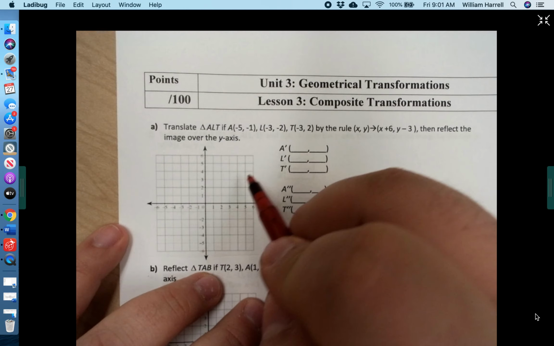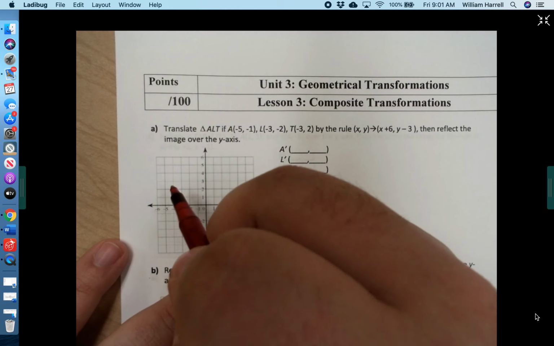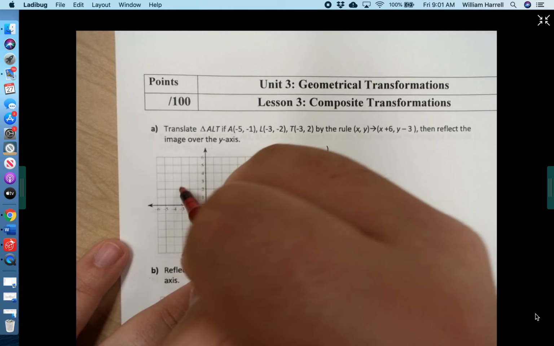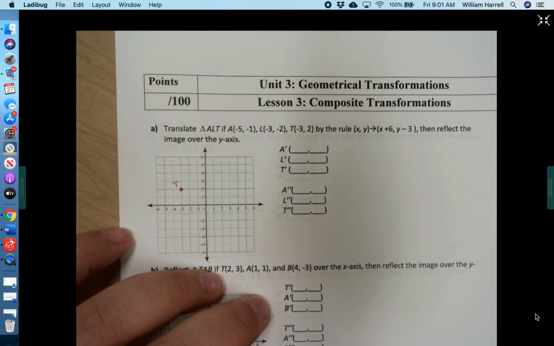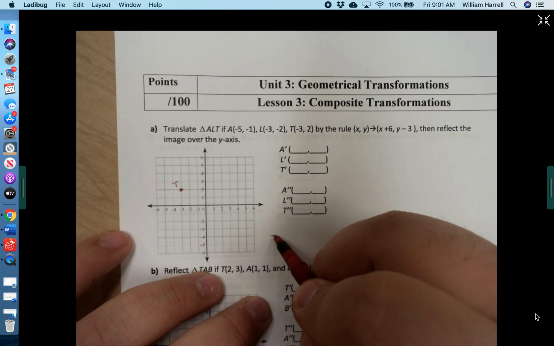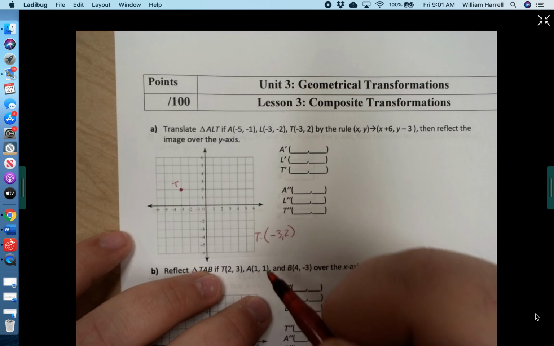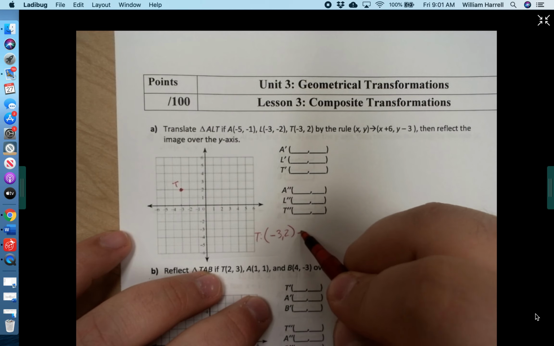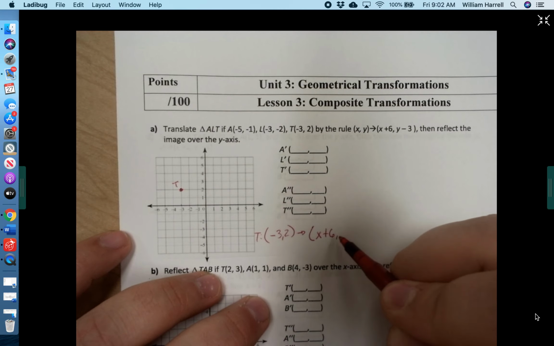So T at -3, so -1, -2, -3, and then up to, I get right here. So this is where T starts, at (-3, 2). Now I want to apply the rule. So (-3, 2) is my original. I need to do x plus 6 and then y minus 3.